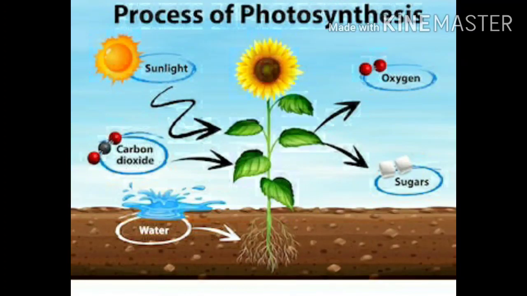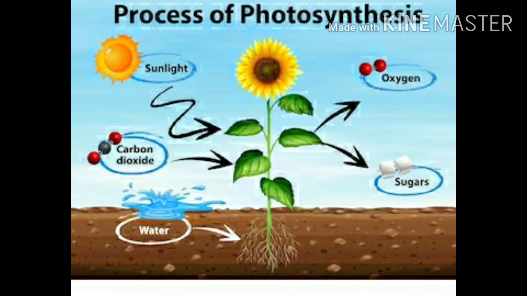Green leaves containing the pigment chlorophyll, in the presence of sunlight, manufacture food in the form of glucose. Means plants manufacture food in the form of what? Glucose. And how do they prepare the food? By using carbon dioxide and water. Leaves give out oxygen, which supports life on the earth. We know that for our existence, oxygen is very important.